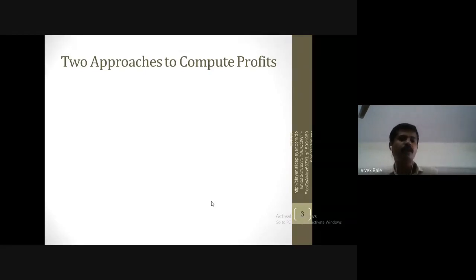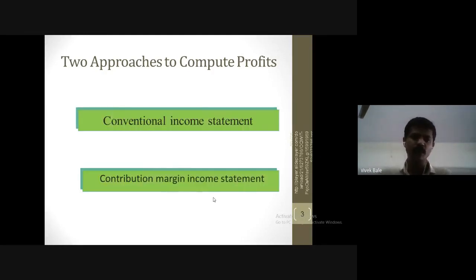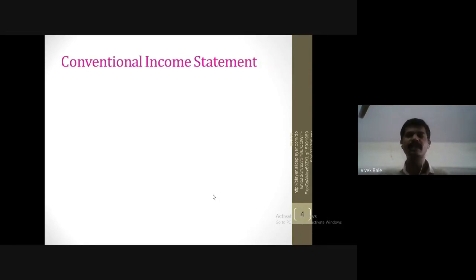So you have learned the different elements of cost and how to present the cost in a cost sheet. Now you might have prepared the profit and loss account, and while preparing it, you calculated profit with the help of a conventional income statement. Now, how have you calculated the profit with the help of the conventional income statement?